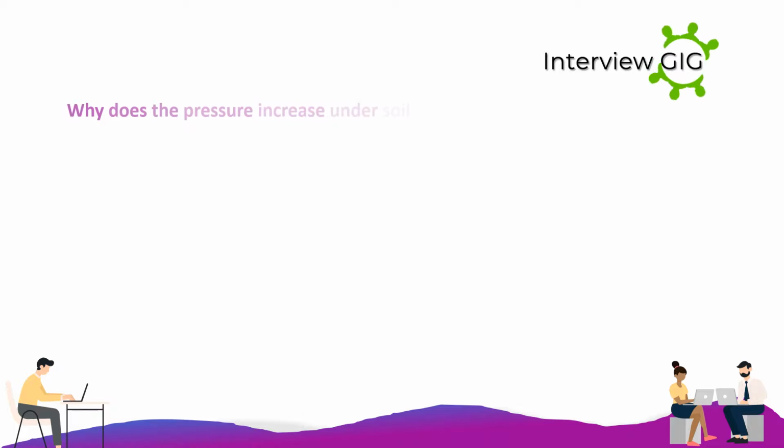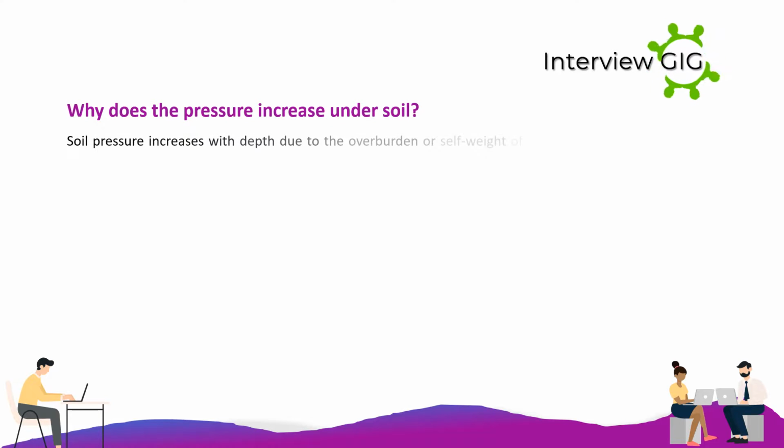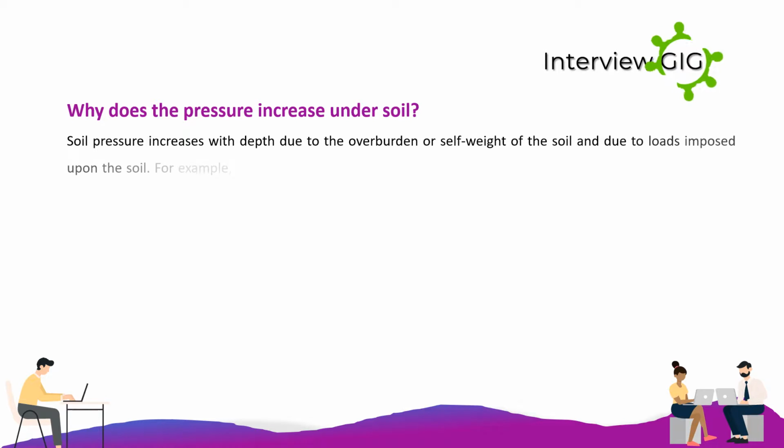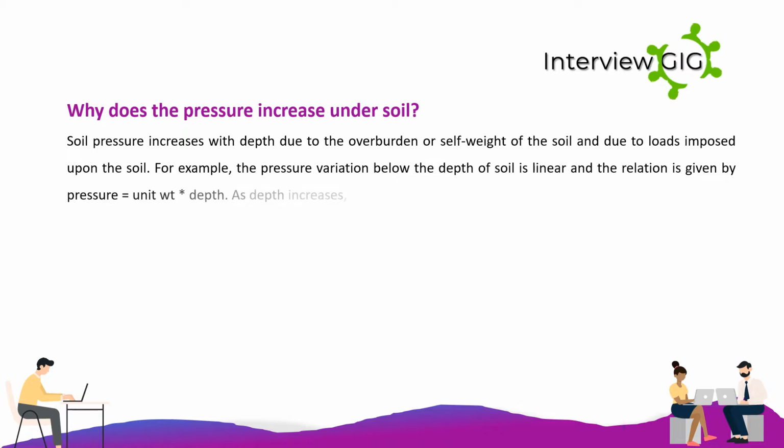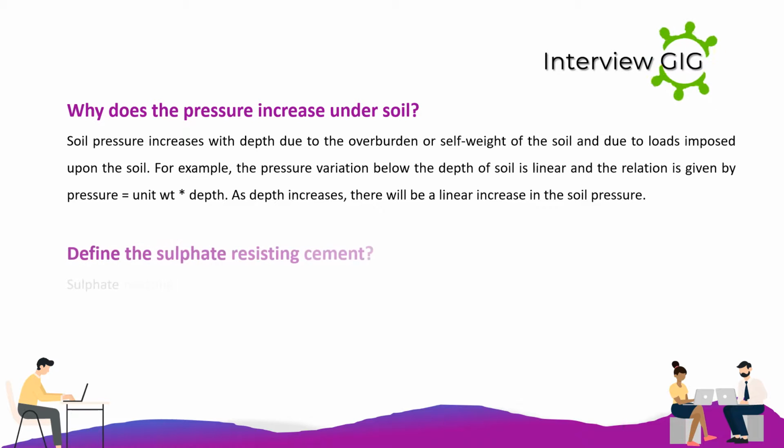Why does the pressure increase under soil? Soil pressure increases with depth due to the overburden or self-weight of the soil and due to loads imposed upon the soil. For example, the pressure variation below the depth of soil is linear and the relation is given by pressure equals unit weight times depth. As depth increases, there will be a linear increase in the soil pressure.